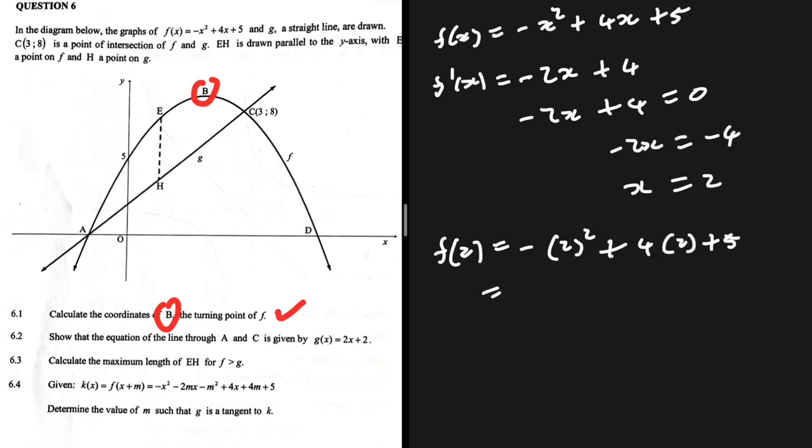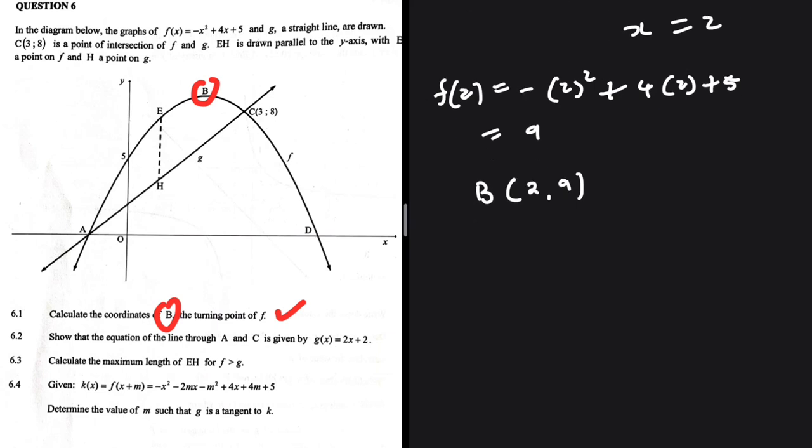So we're going to have minus 2 squared plus 4 multiplied by 2 plus 5. Let me just go ahead and put this in my calculator. Minus 2, and then we square that. The minus is on the outside, I didn't put it inside. Don't worry about that. Plus 5. And then I'm getting the y value to be equal to 9. So the coordinates of B: x is 2, y is 9.